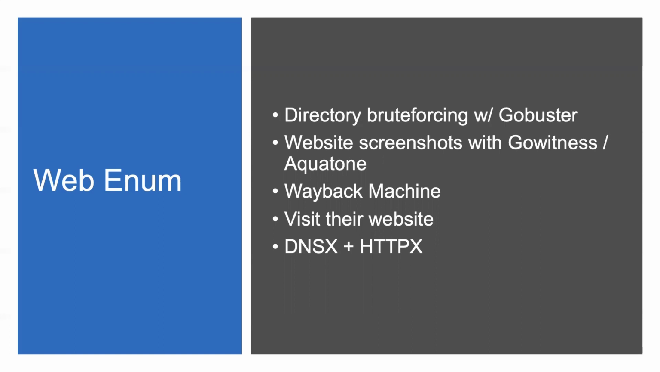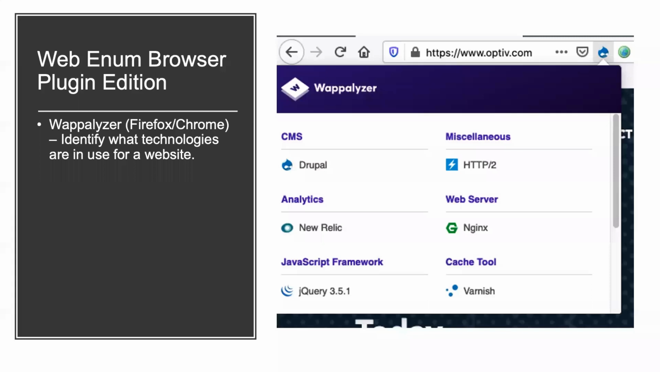Visiting their websites, obviously, is 100% the best way to get intel about the company and some of the people that work there. Additionally, DNSX and HTTPX combined create a neat way to get information out of a web server. Web browser plugins like Wappalyzer are great for finding information about the backend server that you're connected to, the web application that's being hosted, and the backend web server that's actually supporting that web application, which is great for finding more information about the tech stack that that company owns.